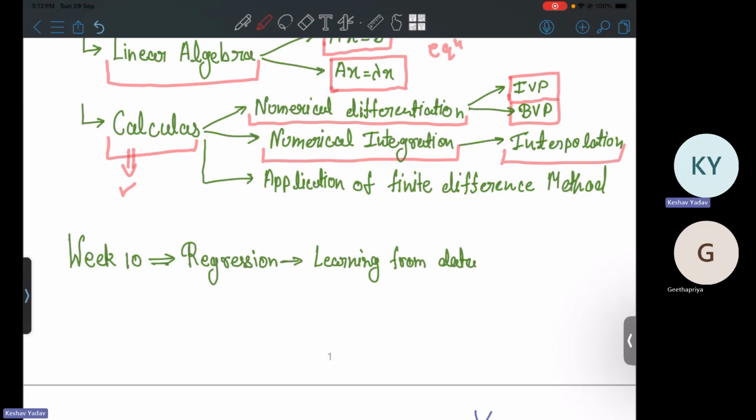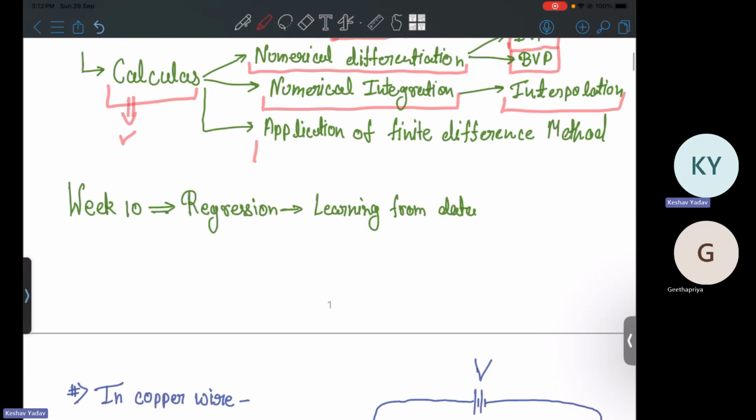Before going to numerical integration, we have seen interpolation. Interpolation means we have discrete points, and we first find an interpolating polynomial that passes through the given discrete points. Then we integrate the interpolating polynomial to find the numerical integration. Then we have seen the application of the finite difference method. There we have seen time marching problems and steady state and unsteady state 1D heat conduction problems.